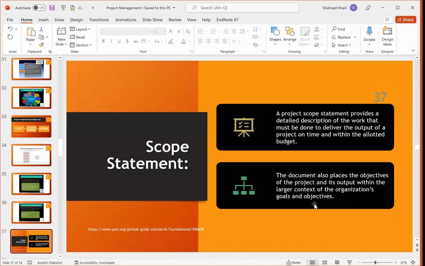So what is scope? A project scope statement provides a detailed description of the work that must be done to deliver the output of the project on time and within the allotted budget. The document also places the objectives of the project and its output within the larger context of the organization's goals and objectives.